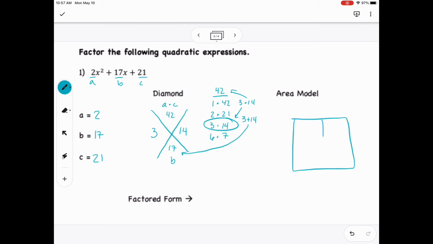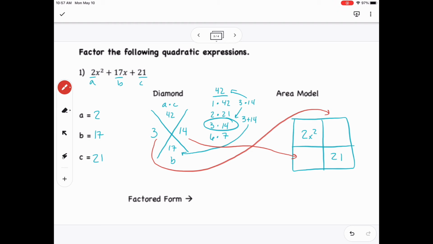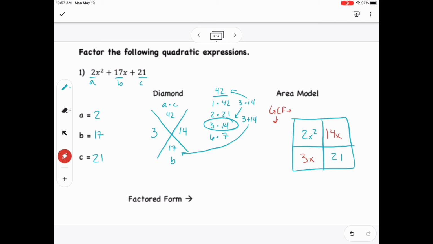And then I make my area model. In the top left, I'll write 2x squared. In the bottom right, I'll write 21. And then the other ones, I'll put 3x in the bottom left and 14x in the bottom right. It doesn't really matter, I'm just following my arrows. It looks like I went backwards there.